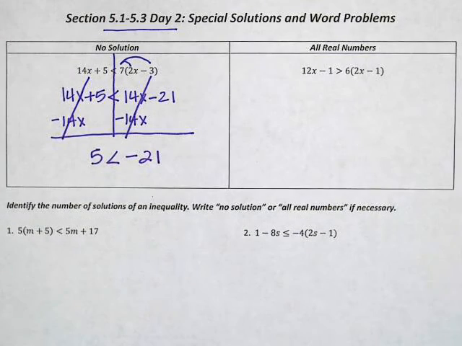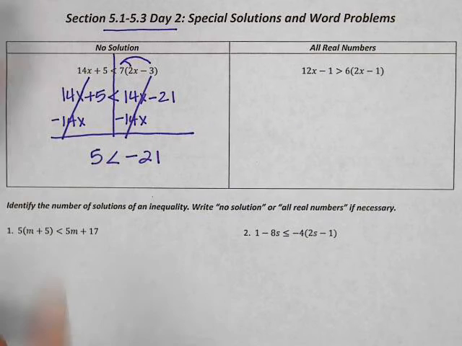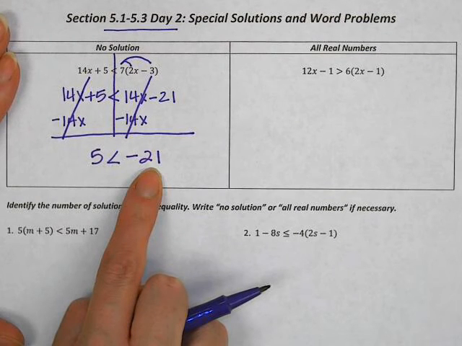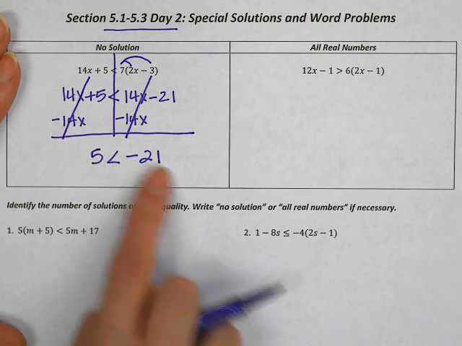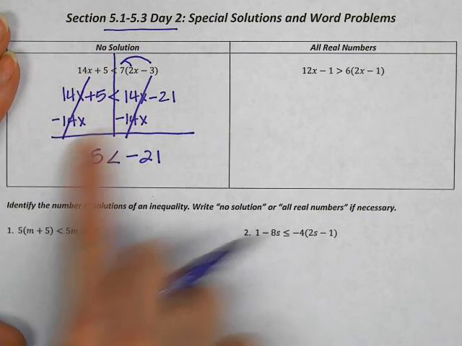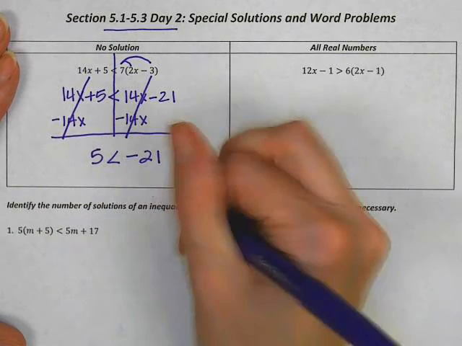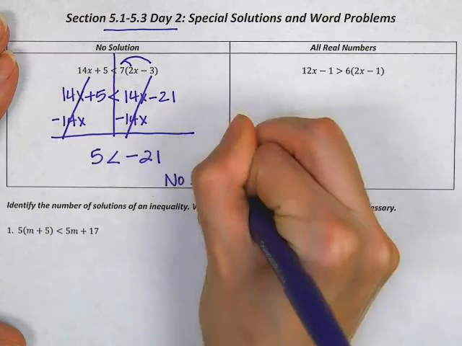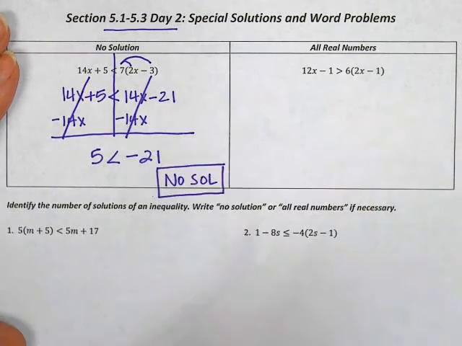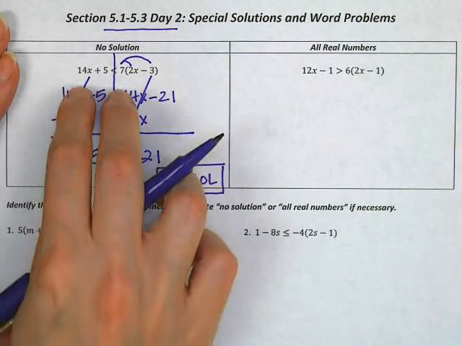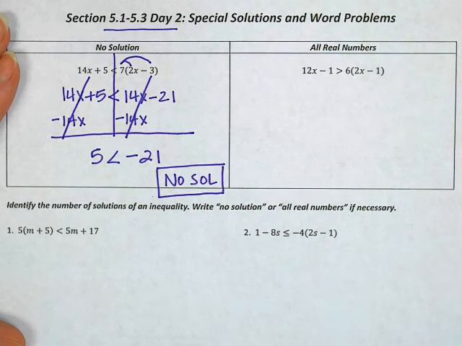Now, the question is, is that true or not? Is 5 less than negative 21? No. So if your result ends with something that's not true, your answer is that there is no solution to this inequality. There's no x you can plug in that's ever going to make this true.